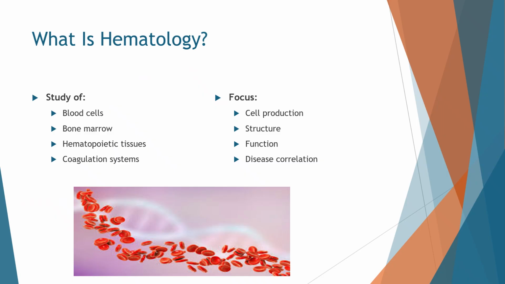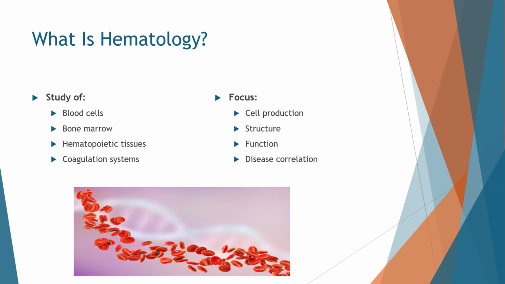So what exactly is hematology? At its core, hematology is the study of blood-forming tissues and circulating cells. But it's really about understanding a system that connects the entire body. We're studying blood cells, bone marrow, hematopoietic tissues, and coagulation systems, which means hematology sits right at the intersection of histology, physiology, and pathology.